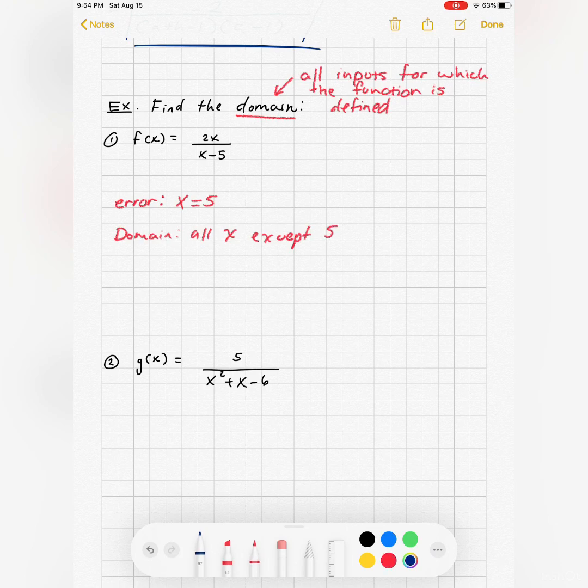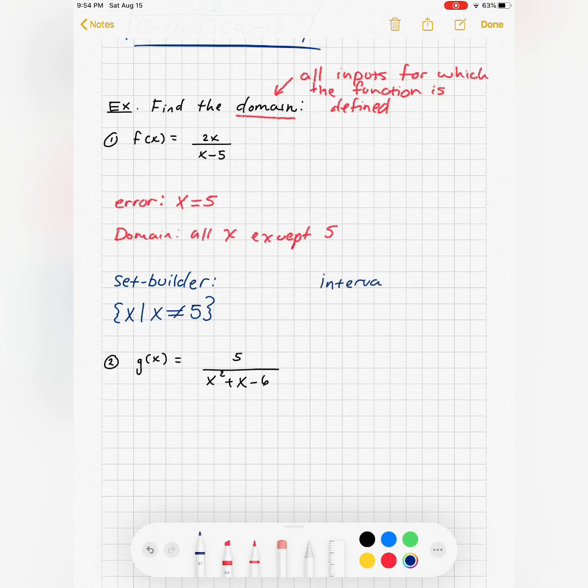So how do I write that? There are a couple ways. Here we call this the set builder notation. I'd say the set of all the x's where x is not equal to 5.